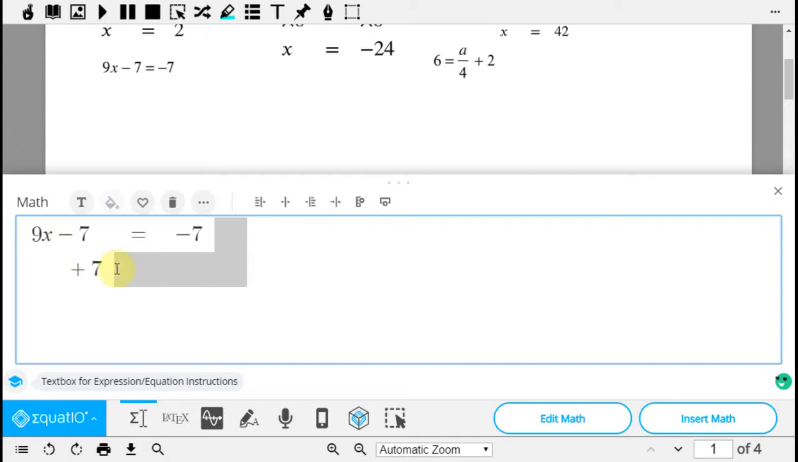And then I want to do the same on the other side. Evaluating that, I end up with a 9x, because the minus 7 plus 7 is 0, so they cancel. Equals, remember you can use an arrow key over to do these as well, to move between the columns. Minus 7 plus 7 is 0.